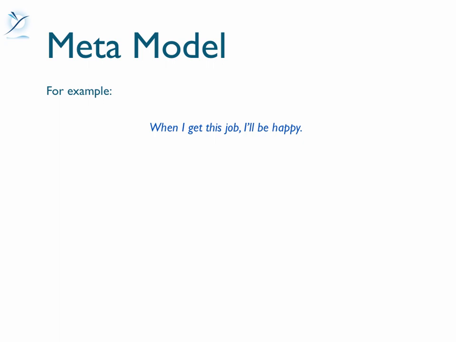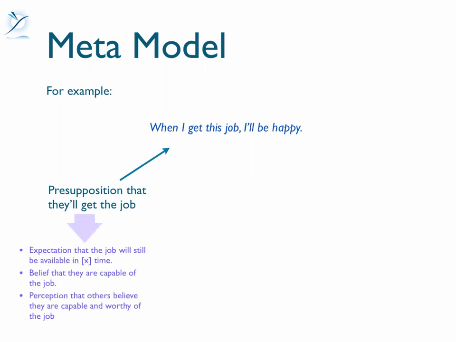Even this one simple sentence has quite a lot in it. First, there's the presupposition that they'll get the job. They're actually suggesting that they will get the job. The things that will occur in our mind are questions like this, or observations like this, that there is this expectation that the job will still be there in a certain amount of time. This would seem to indicate that they have a belief that they are capable of the job, and also they have the belief or perception that others believe they are capable and worthy of the job. And of course, we don't even know what the job is.